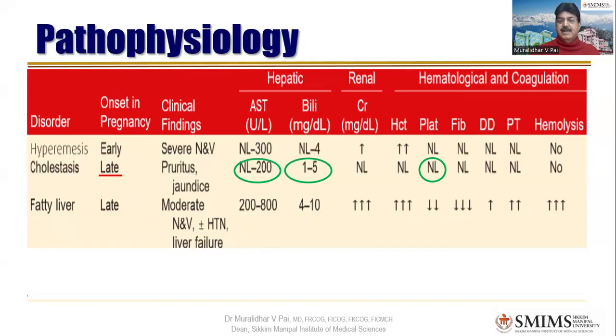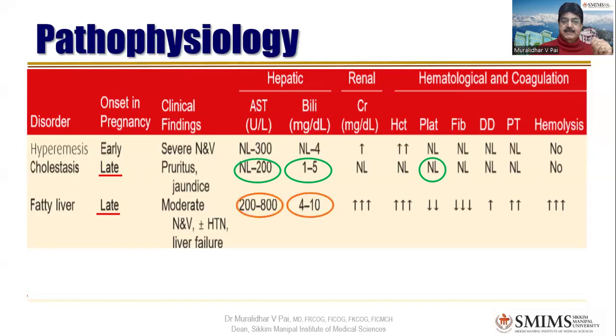Jaundice also higher compared to cholestasis of pregnancy. Renal parameters are bad, they are elevated. Hematocrit is elevated. Platelets have decreased. This is somewhat like what happens in HELP syndrome. And fibrinogen is decreased, and degradation products are increased. Prothrombin is increased, and there is hemolysis. Okay, so this is how you take it.